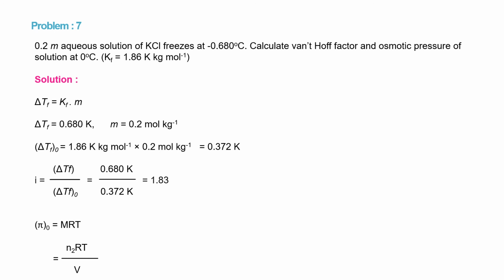Now what do you have to find out? The osmotic pressure of the solution, that is, you have to find out osmotic pressure at 0 degrees Celsius. So how do you find it out? Pi is equal to iCRT. CRT means n2RT upon V.